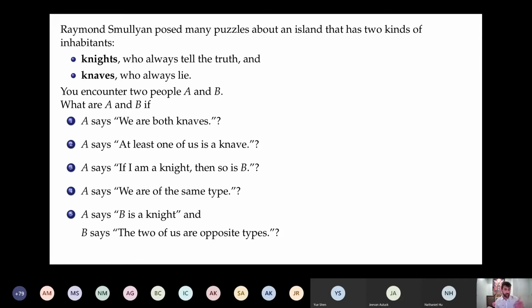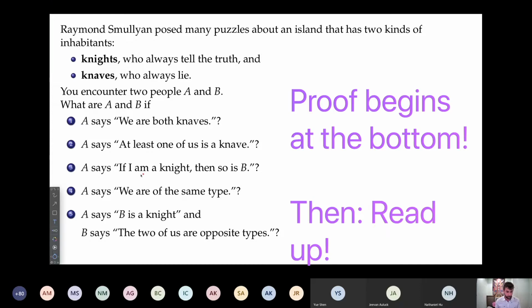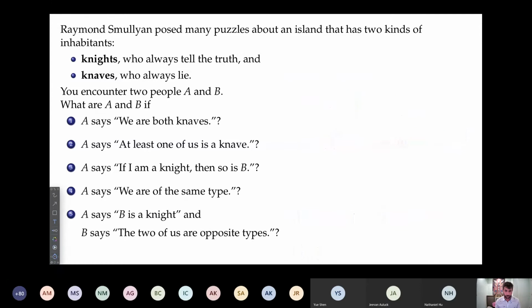Before we get to that, let's try solving some of these simpler problems. Suppose you meet a person, and the person says, "Hey, me and my friend, we're both knaves." What do you know about this person? Let's do some writing and find out. Let's get rid of that writing. Open up a new writing. Okay. So person A says, we're both knaves.